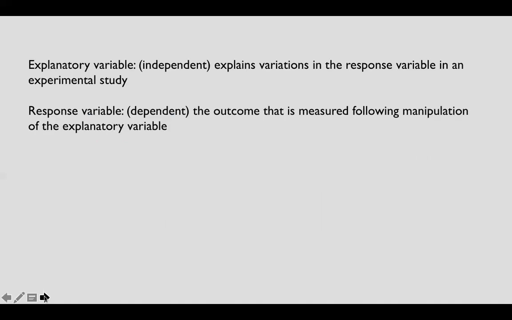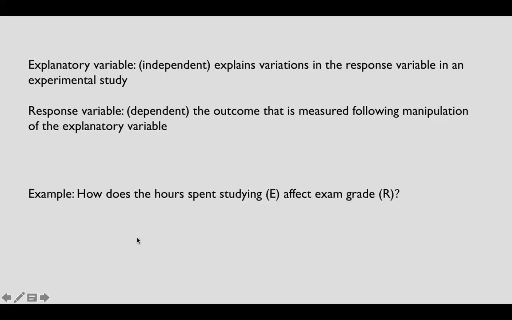So moving more into the difference between explanatory and response variables. Explanatory variables are also known as independent variables. They explain variations in the response variable in an experimental study. So these are what are being manipulated. While the response variable, we call that a dependent variable as well, is the outcome that is measured following the manipulation of the explanatory variable. So we always measure the response variable. Going back to that example from before, how do the hours spent studying affect your exam grade? We want to manipulate our hours spent studying, which is our explanatory variable, and measure how that affects our exam grade, which is our response variable.